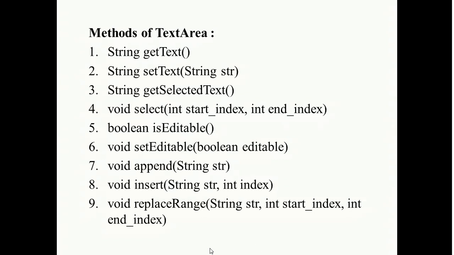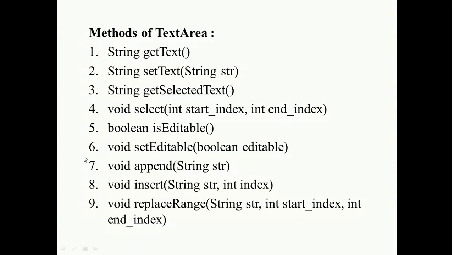And the ninth method is replace range, having three parameters, string str, int start index and int end index. This method is used to replace the characters from start index to end index minus 1 with the specified string str.